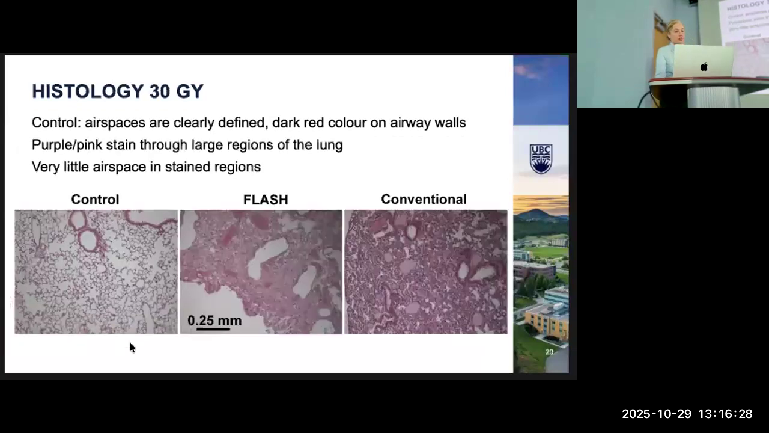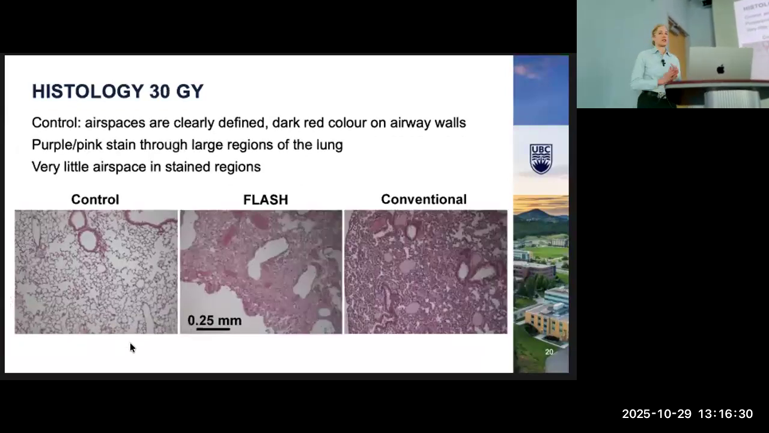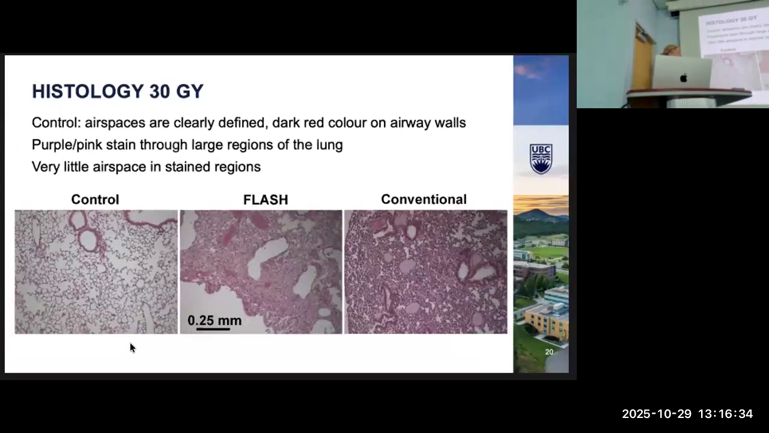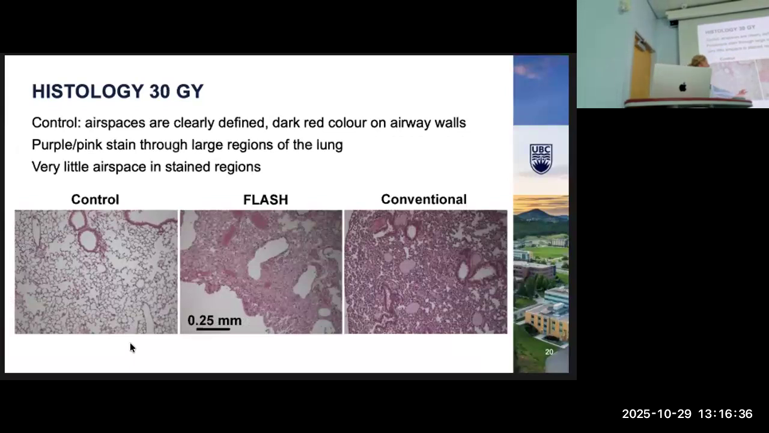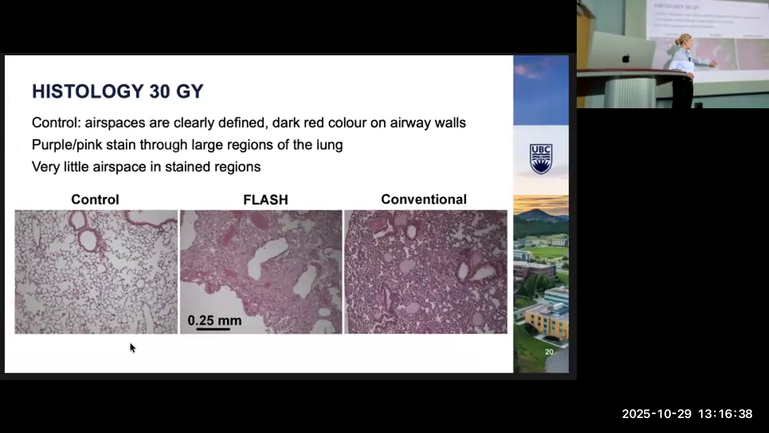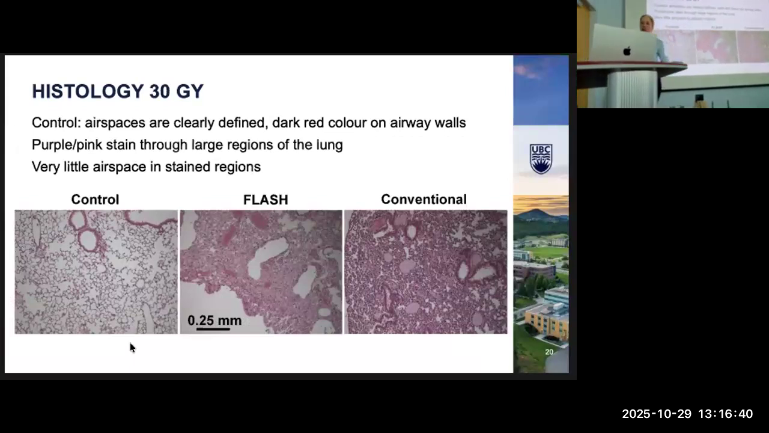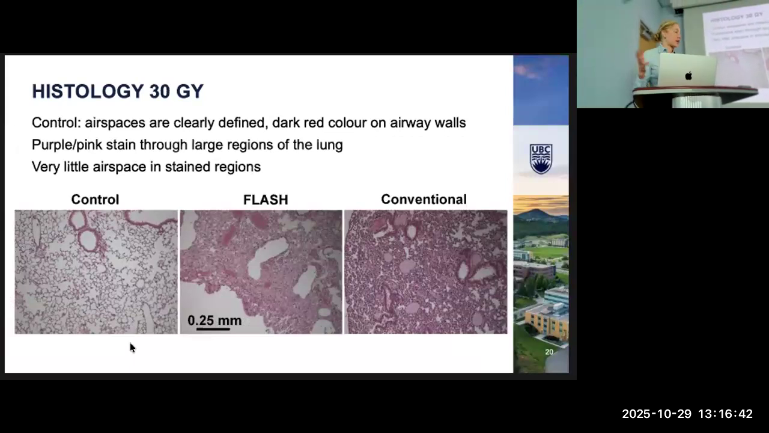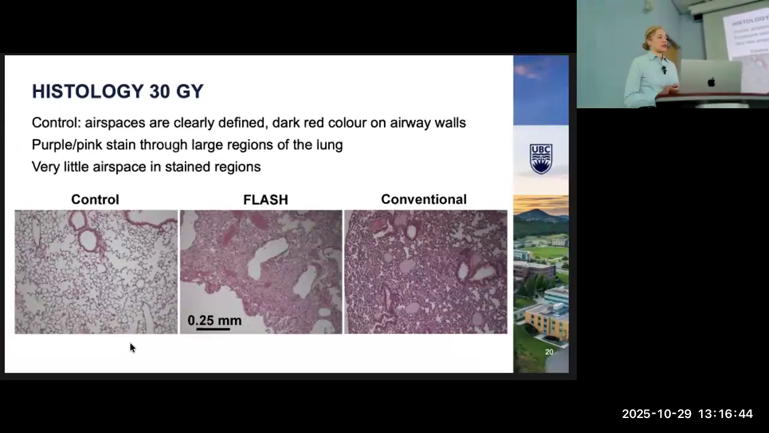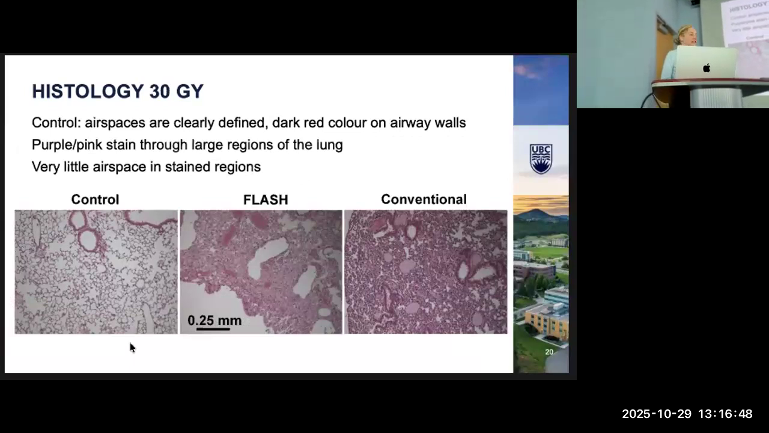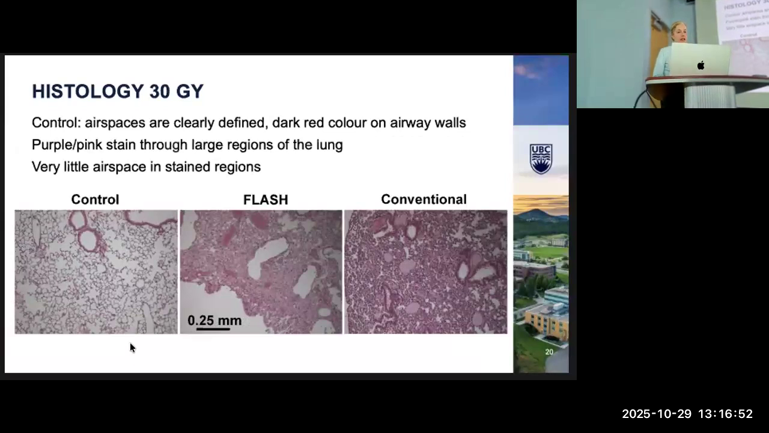The 30 gray groups were a little bit more pronounced. So you can see a lot more color and a lot less airspace. For the flash, there were some fairly significantly damaged areas, but the rest of the lung looked okay. The conventional was a little bit more widespread throughout the entire lung. So we definitely did experience some fibrosis in these areas.